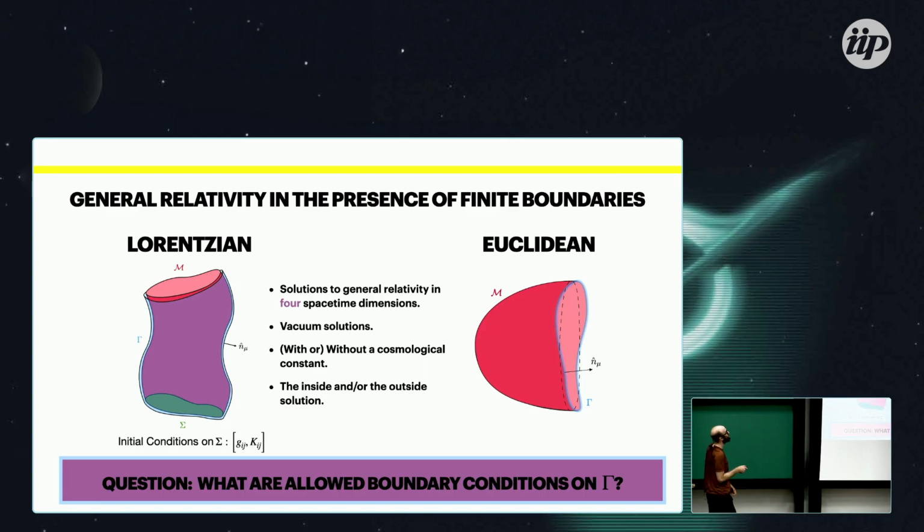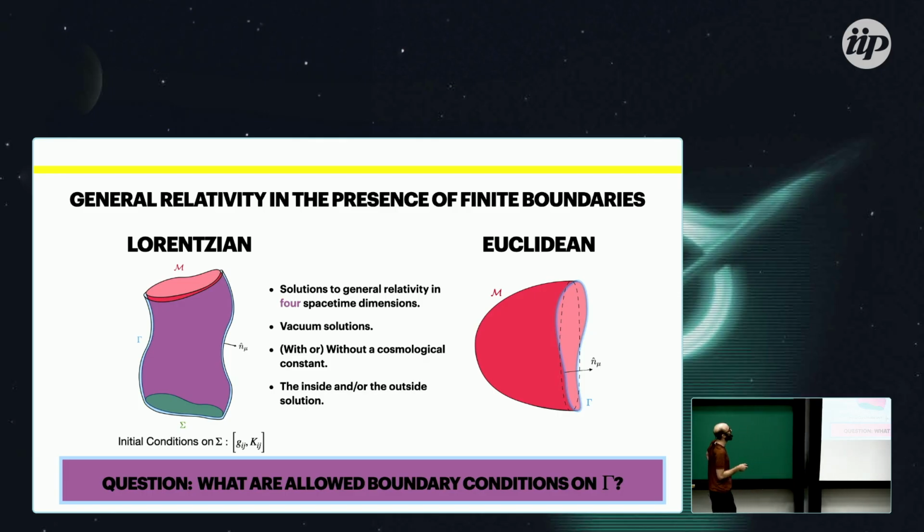So we are looking for solutions to general relativity. In principle, for these boundary value problems, I will consider higher dimensional gravity. I want dynamical gravity in the bulk. These different boundary conditions can also be considered in lower dimensions, of course. I will not consider matter, and again, this can be done with or without the cosmological constant. The question basically is, what are the allowed boundary conditions on gamma?